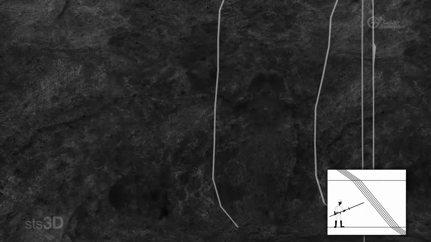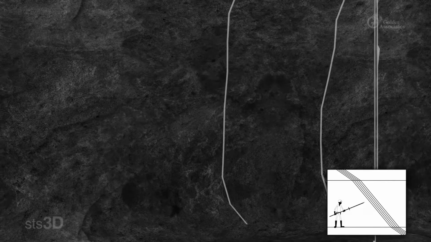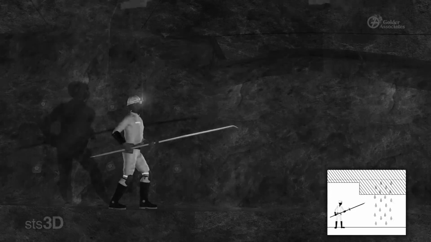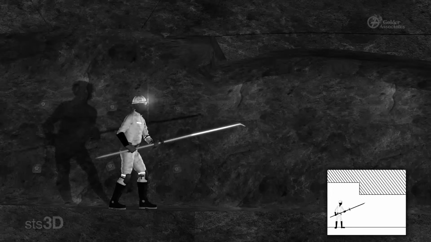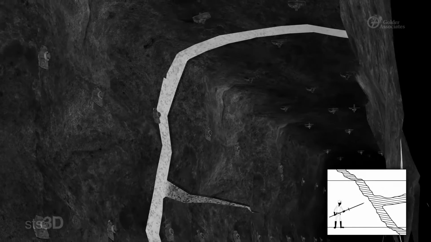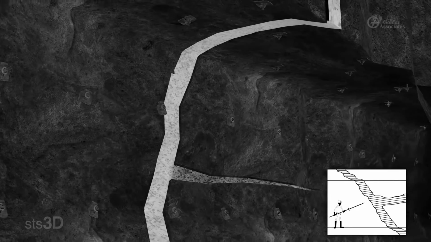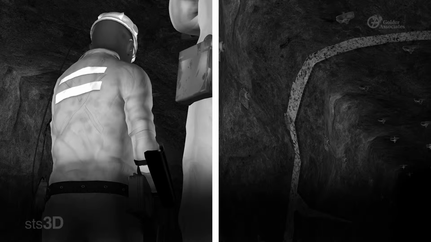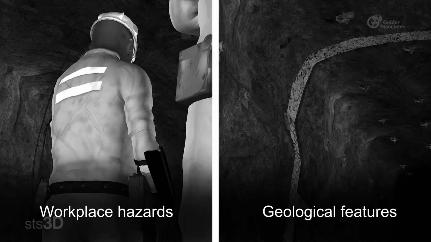In this module, we'll look at some of the hazards when barring. Hazard identification is the process of finding potential dangers in your working area. You must be able to identify the hazards and treat these hazards when we find them. This process of identifying and treating hazards is called a risk assessment. There are two types of hazards when working underground: workplace hazards and geological features.